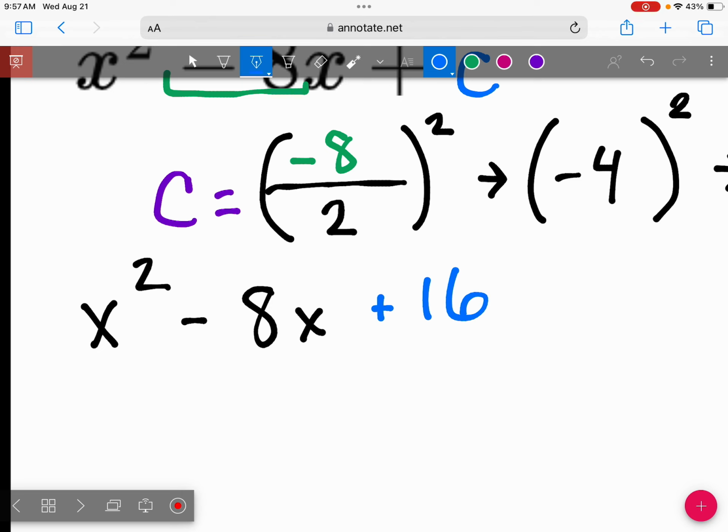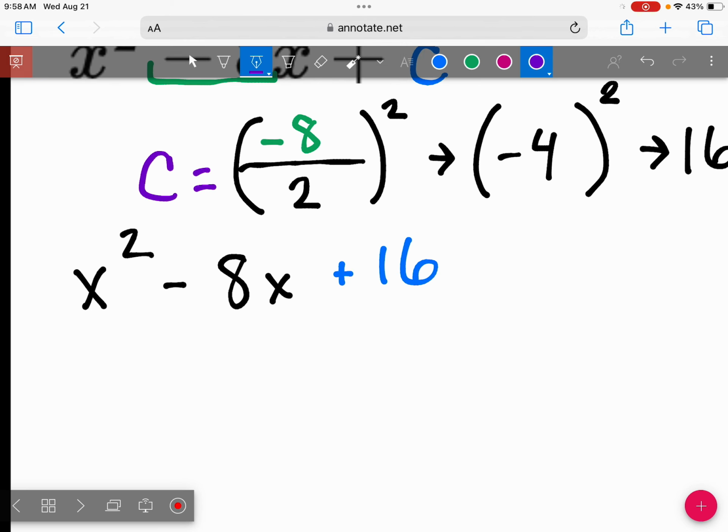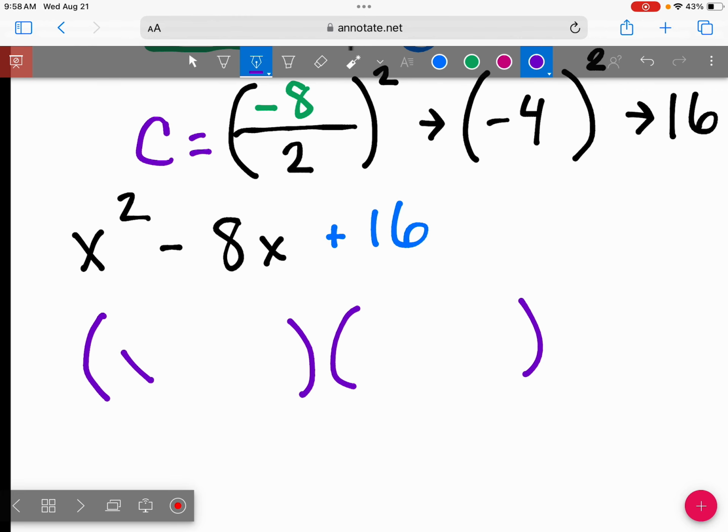Factor it so we can see why. So I want you guys to factor this. X and box, factor by grouping, whatever you got. Factor this guy. What do we get as our factored form here? X minus 4, x minus 4.